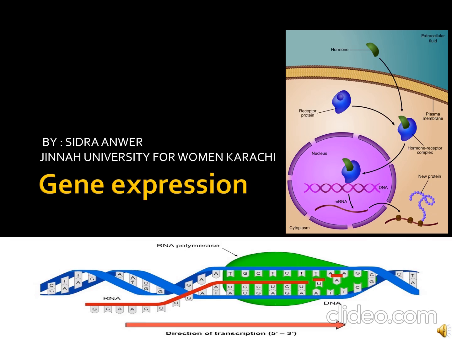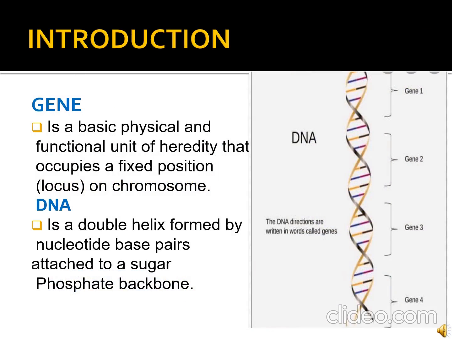Today I'm here to talk about gene expression. Let's start with the gene. Gene is a basic physical and functional unit of inheritance that occupies a fixed position on a chromosome, while DNA is a double helix formed by nucleotide base pairs attached to a sugar phosphate backbone. This diagram shows the difference between the gene and DNA.